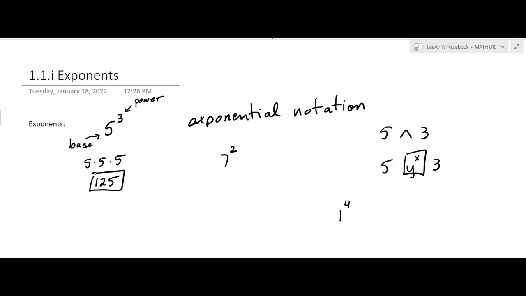Now, 7 squared, that means 7 times 7. And 7 times 7 is 49. So sometimes we want to evaluate something that's in exponential notation. Now, 1 to the 4th, that would mean 1 times 1 times 1 times 1, but that just equals 1. And so 1 to the 4th power is just 1. Okay. And that's a little bit about exponents.